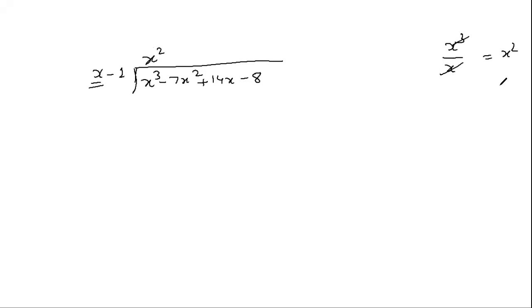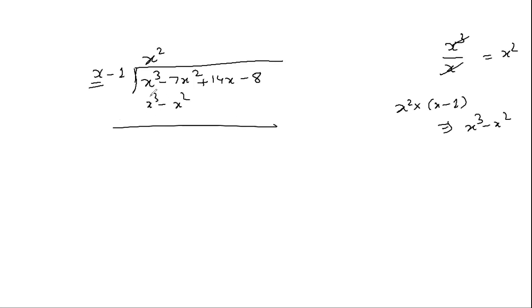After this, you multiply this x squared with x minus 1, which is there on the divisor side. Okay, once you multiply this, you'll get x cubed minus x squared, right? Just write it down here and subtract this, and we know how to subtract. The signs will get changed when we subtract.